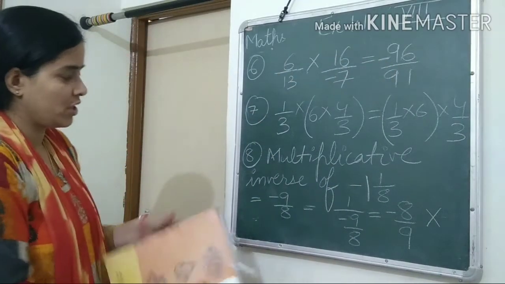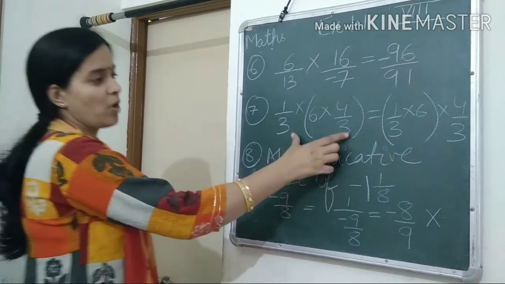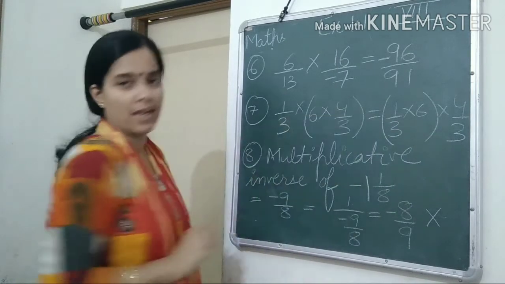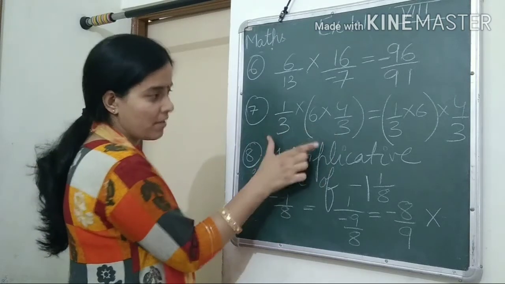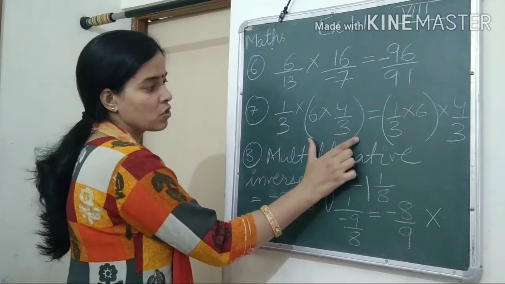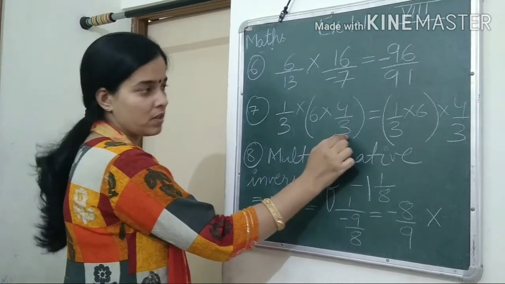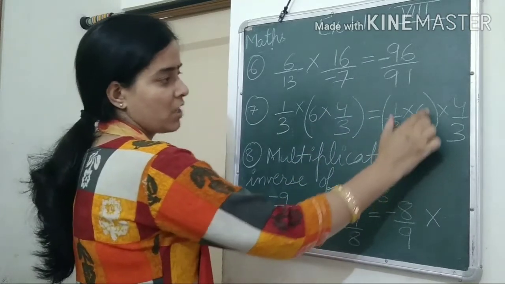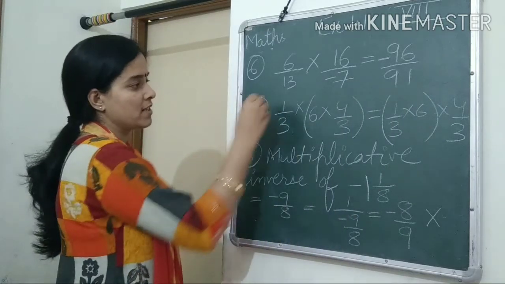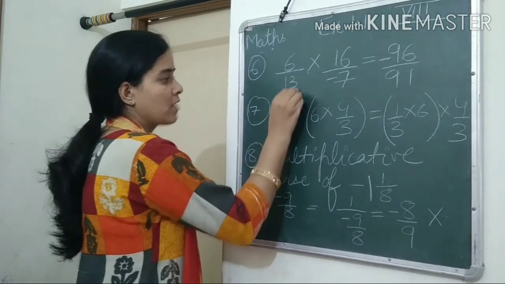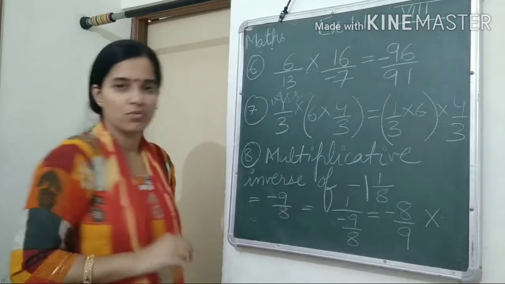Now in the next question, they have asked which property is being used in it. If you look carefully, you can find out that on the left hand side, we are solving 6 and 4/3 first. But on the right hand side, we are solving 1/3 and 6 first. So which property is there? It is nothing but the associativity property being used here.